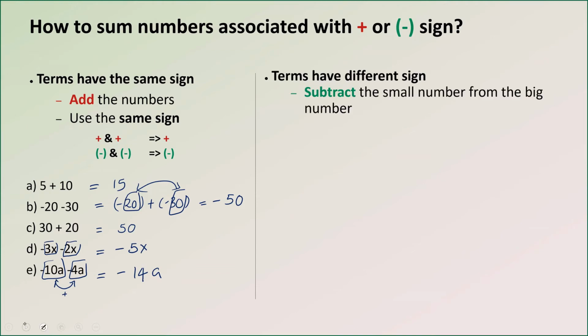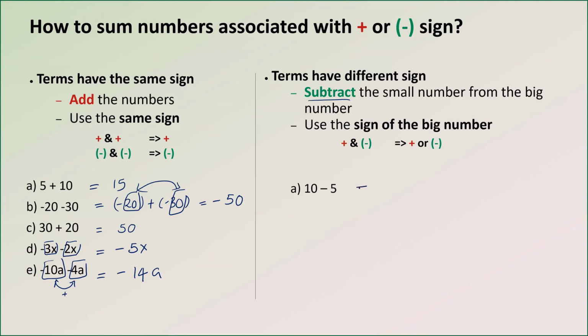How about they have different signs? In such a situation, we have to perform a subtraction. We have to subtract the small number from the big number by just ignoring their signs and then get the sign of the big number. So if I add plus and minus, the result can be plus or minus depending on what numbers we get. 10 minus 5, different signs, should perform a subtraction. The big number is 10, its sign is positive, the answer is positive.